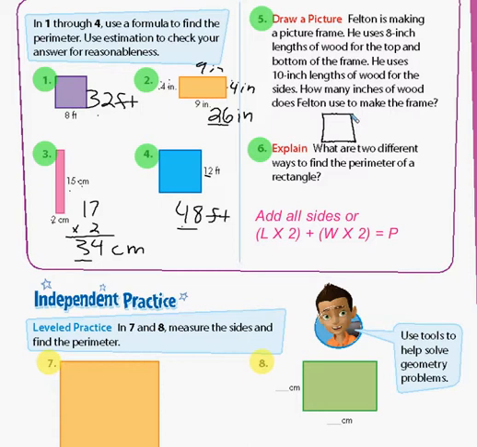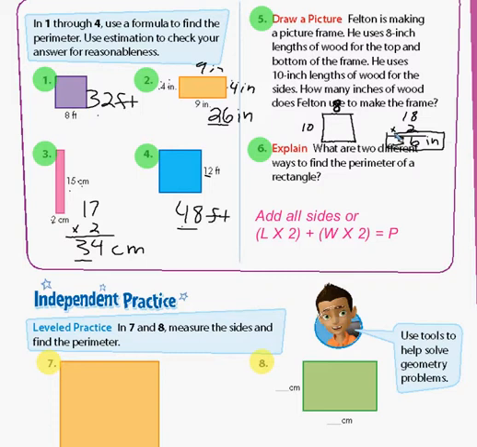The sides are 10 inches. The top is 8 inches. So I could do 10 plus 8 is 18. And 18 times 2. 8 times 2 is 16. 2 times 1 is 2, plus 1 would be 3. So his picture frame's going to be using 36 inches of wood. 36 inches.